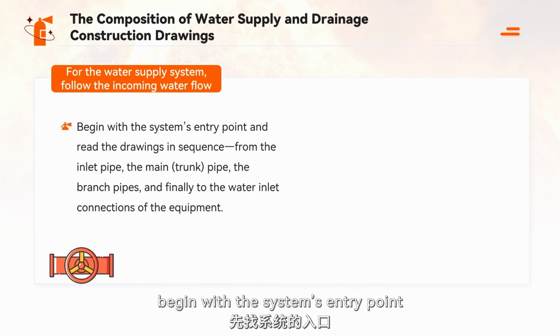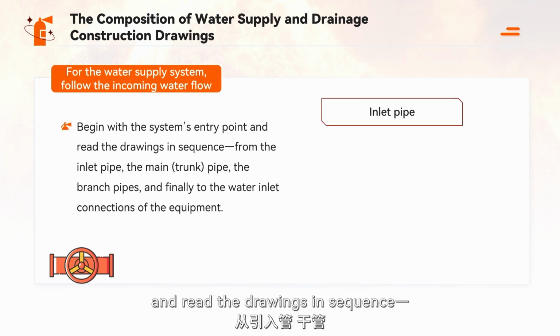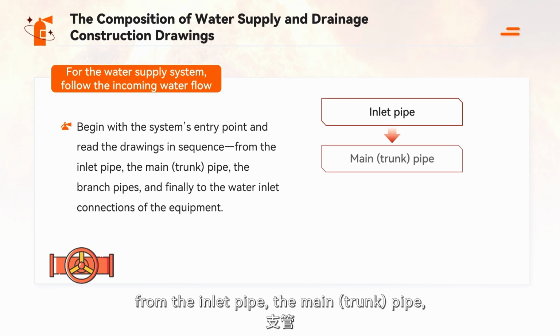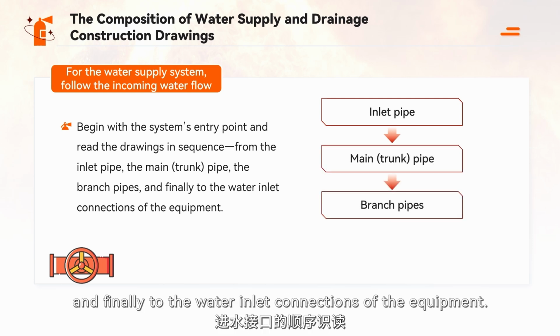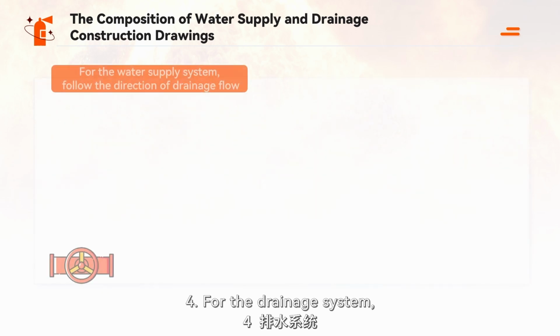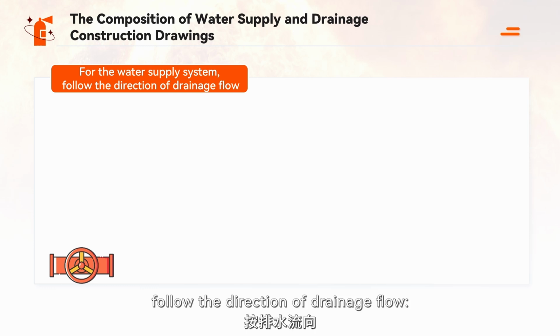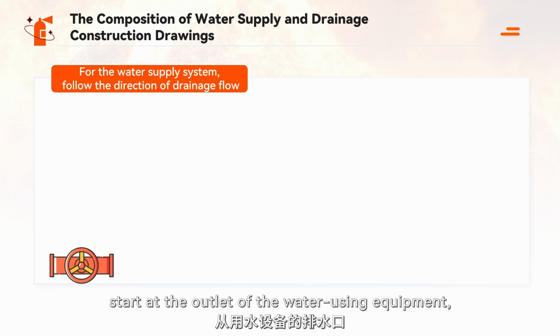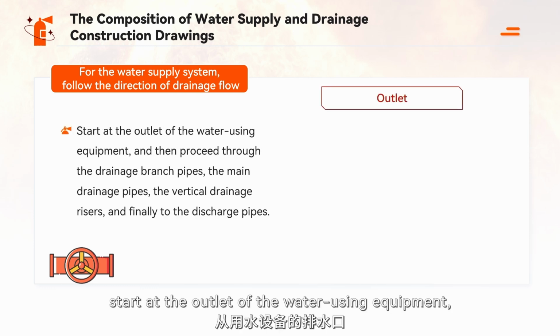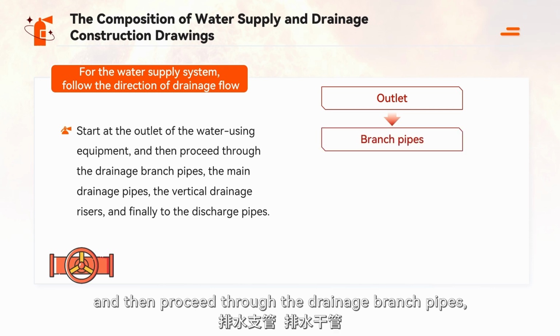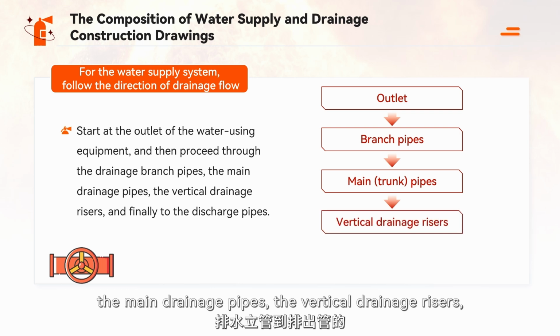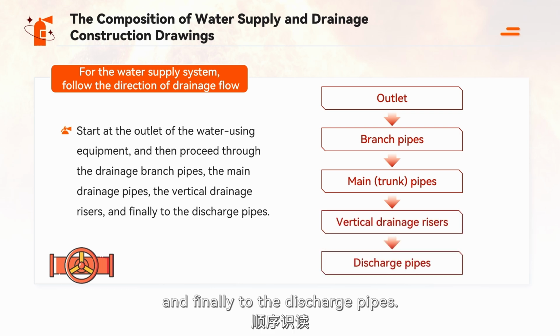3. For the water supply system, follow the incoming water flow. Begin with the system's entry point and read the drawings in sequence. From the inlet pipe, the main trunk pipe, the branch pipes, and finally to the water inlet connections of the equipment. 4. For the drainage system, follow the direction of drainage flow. Start at the outlet of the water-using equipment, and then proceed through the drainage branch pipes, the main drainage pipes, the vertical drainage risers, and finally, to the discharge pipes.